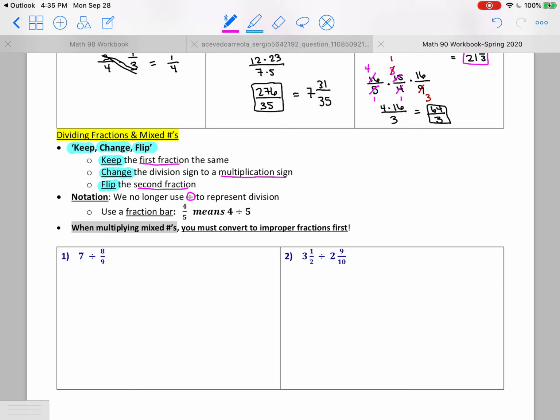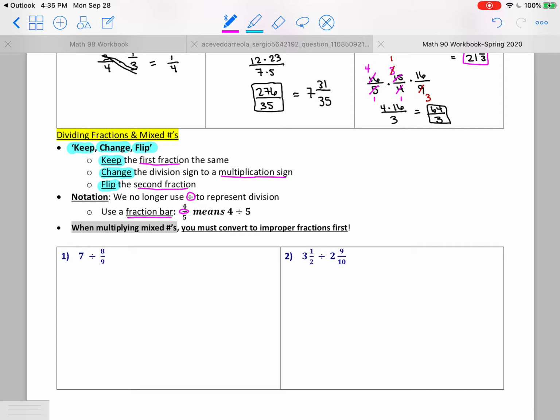Okay, in terms of notation, we no longer use this division sign. That's actually a basic math symbol. And when we get into division, we start using the fraction bar. 4 over 5, or the fraction 4/5, this little fraction bar here means division. So that actually means 4 divided by 5. Okay, so in this class, we're going to be practicing showing our division using the fraction bar.